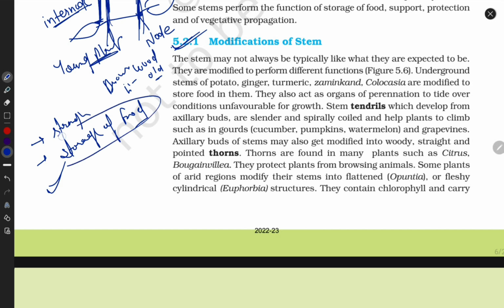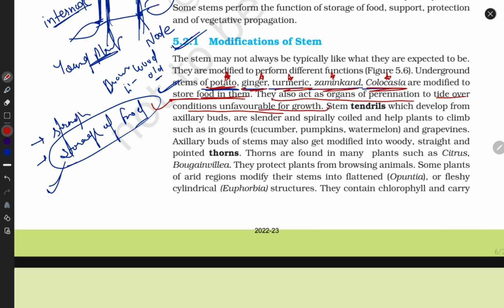Like if we take the storage of food example, potato, not sweet potato, potato, ginger, turmeric, zaminkand, colocasia, they are important, guys. I'm star marking here. Select those which are modifications of stem. You have to remember, this is potato, ginger, turmeric, zaminkand, colocasia. Clear? They are storage of food. Now guys, they also act as organs of perennation to tide over conditions unfavorable for growth. They are also support for what? Unfavorable condition. Stem tendrils, which develop from axillary bud.